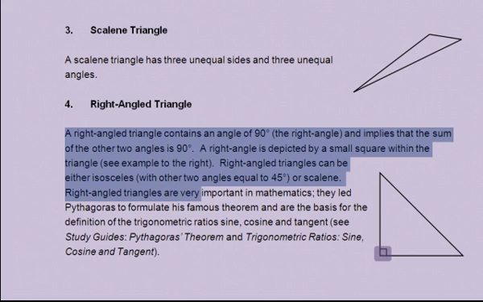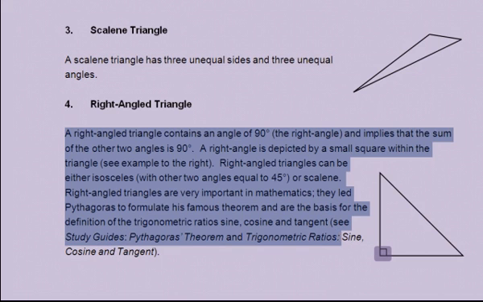Right-angled triangles are very important in mathematics. They led Pythagoras to formulate his famous theorem and are the basis for the definition of the trigonometric ratios sine, cosine and tangent. See the study guides on Pythagoras' theorem and trigonometric ratios sine, cosine and tangent.